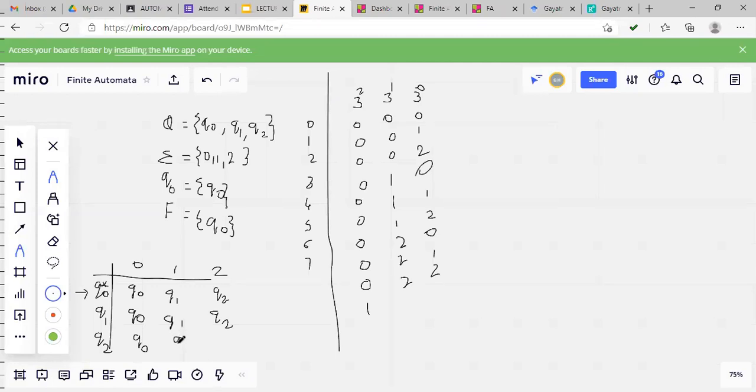Q1. It is 7 and it is Q1. Very good. What is 22? It is 8. So, what should I write here? It is Q2. Any doubt, students?